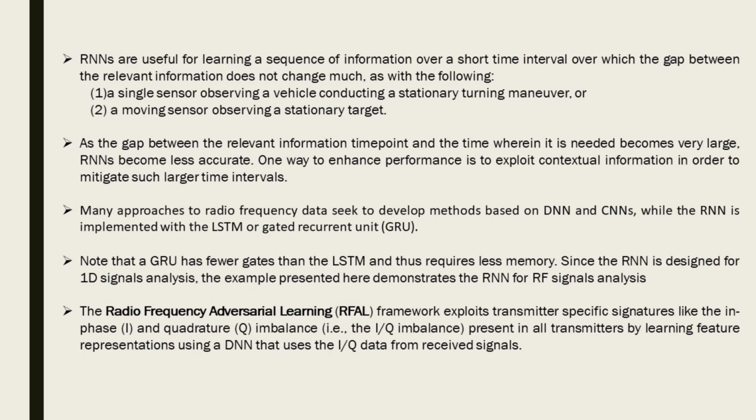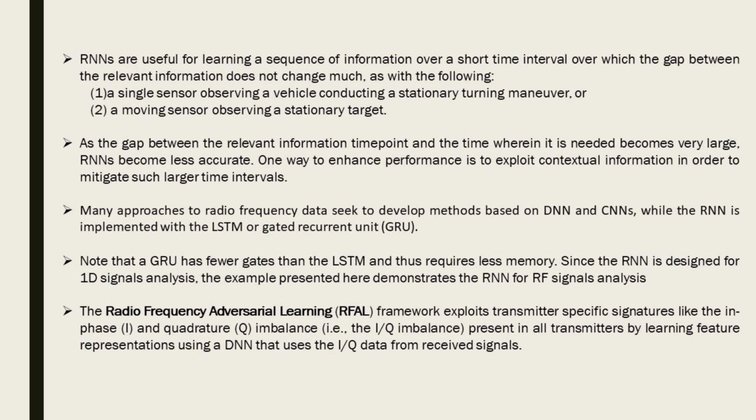As the gap between the relevant information time point and the time wherein it is needed becomes very large, RNNs become less accurate. One way to enhance performance is to exploit contextual information in order to mitigate such larger time intervals. Many approaches to radio frequency data seek to develop methods based on DNN and CNNs, while the RNN is implemented with the LSTM or Gated Recurrent Unit, GRU. Note that a GRU has fewer gates than the LSTM and thus requires less memory. Since the RNN is designed for 1D signals analysis, the example presented here demonstrates the RNN for RF signals analysis.